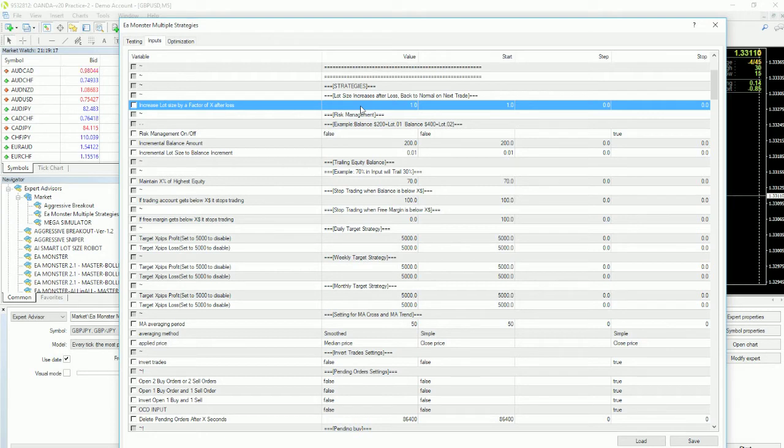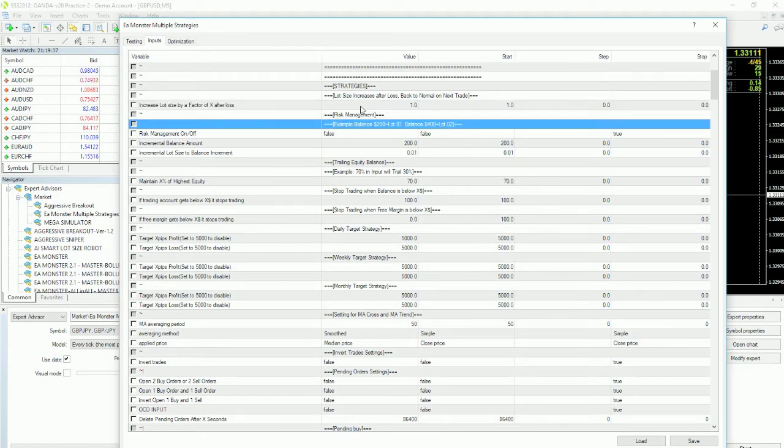It just increases it one time and then it goes back to normal. So if you lose, you hope that it's going to win the next one, and then it would just double the lot size for that next trade, and then hopefully it would break even if you're using the same take profit and stop loss. Experimental. I don't recommend it too much because I don't even use it.